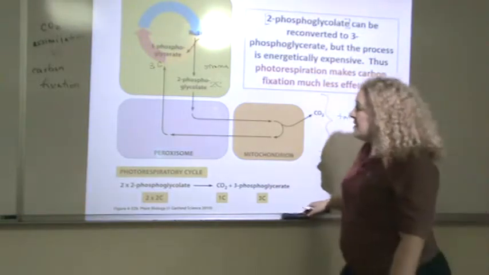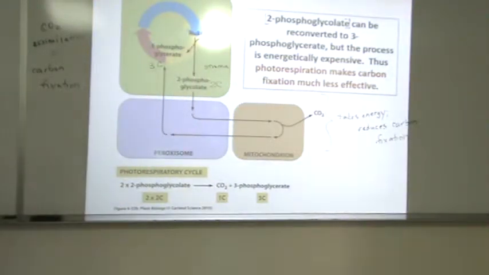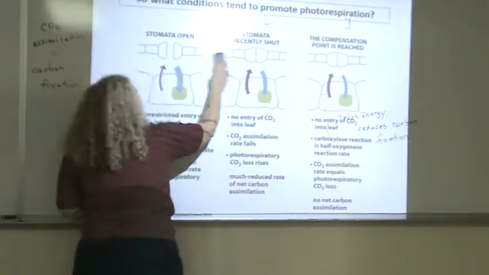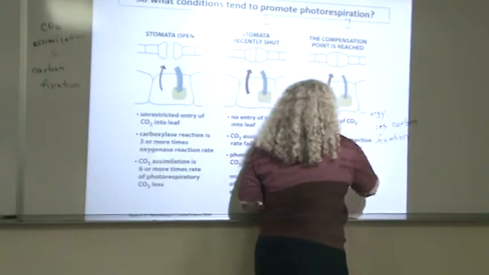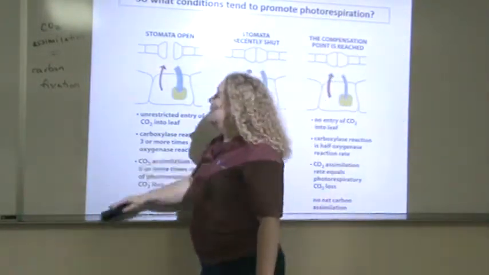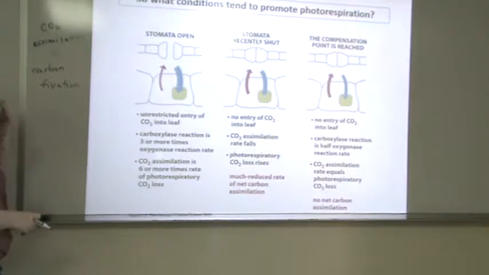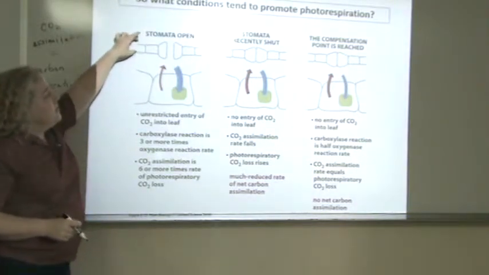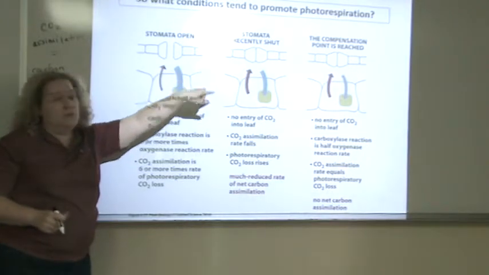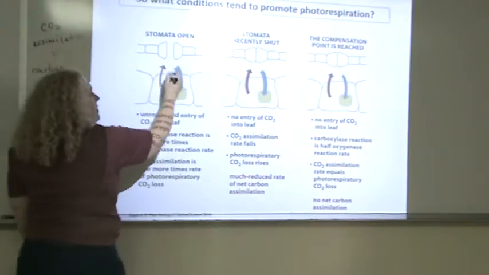So when this happens, this is a huge problem for plants. And this tells you when it is likely to happen. What conditions promote this? So what we're looking at is the bottom side of a leaf with stomates open or closed. The blue arrows are CO2.